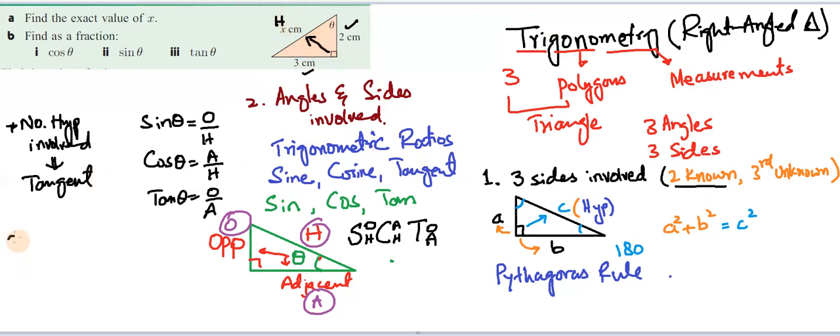The best way is to write the statement of the Pythagoras rule first. So you write x squared equals 2 squared plus 3 squared. If I have to find the value of x, I need to get rid of this square, so I'll have to take the square root of both sides. We got x equals square root of 4 plus 9, which is square root of 13. As it says exact value, exact value means keep your square root as it is.